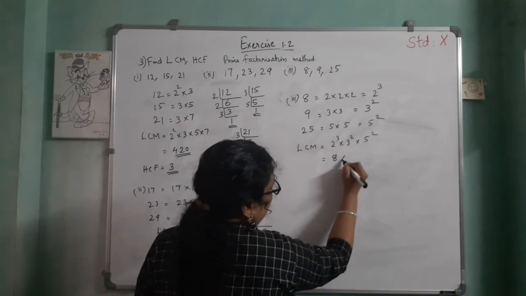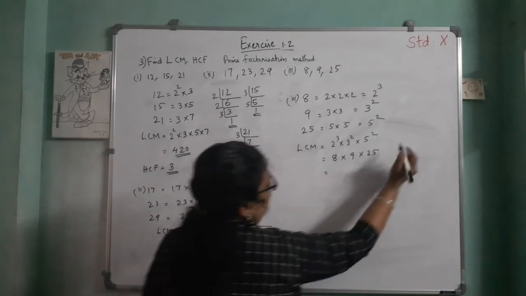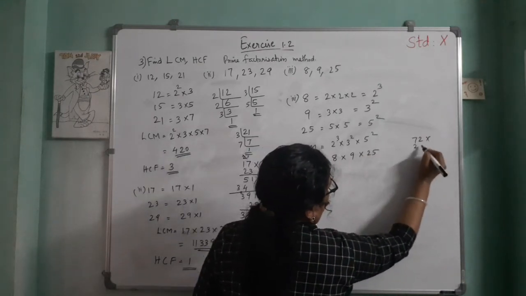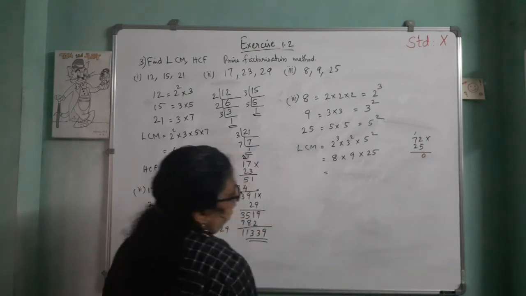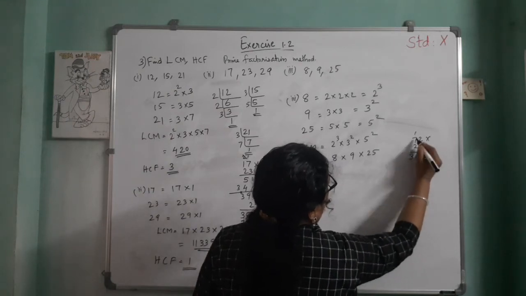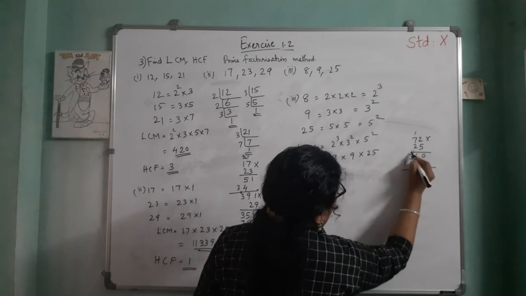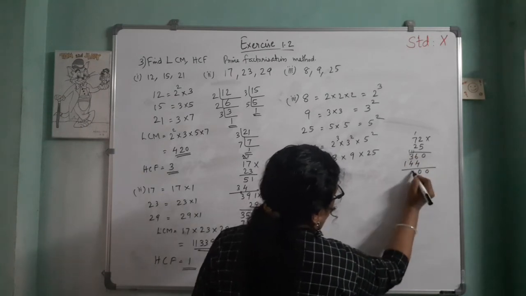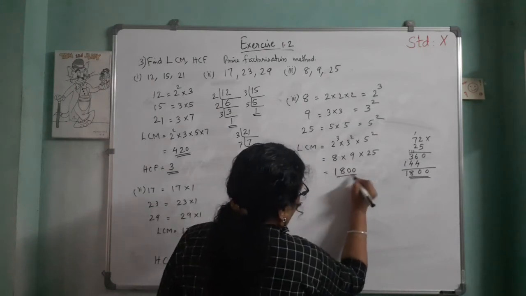2 cube is 8, 3 square is 9, 5 square is 25. So 8 nines are 72. Then multiply with 25. 5 twos are 10, 1 carrying, 5 sevens are 35 plus 1, 36. Then 2 twos are 4, 2 sevens are 14. 0, 6 plus 4, 10. 1 carrying. 3 plus 4, 7 plus 1, 8, 1. So the answer is 1800.